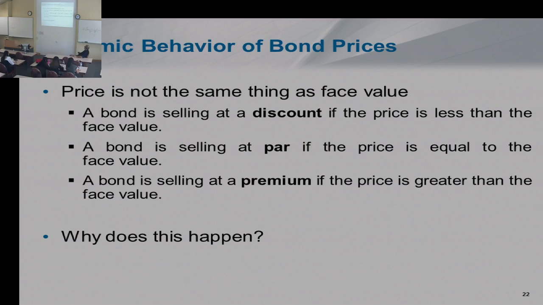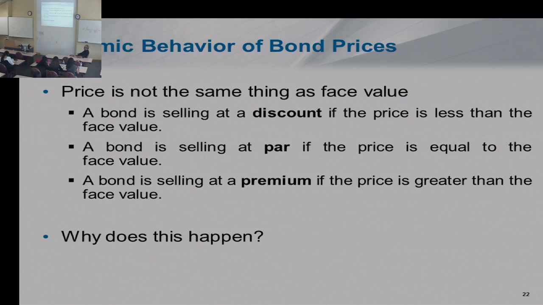And it sells at a premium if it's more than face value. It sells at par if price is equal to face value. And it sells at a discount if the price is less than face value. And why does this happen?